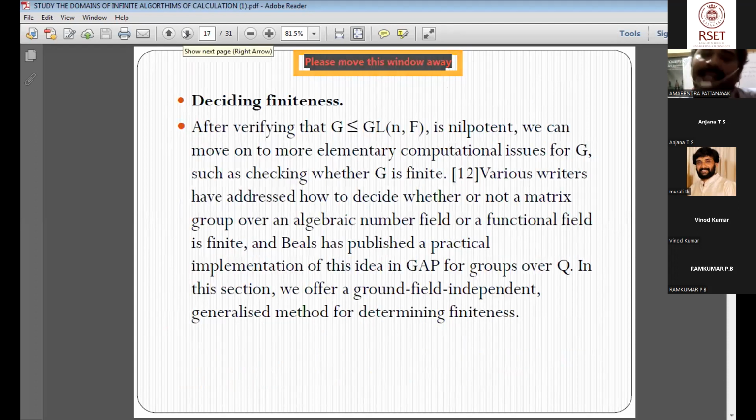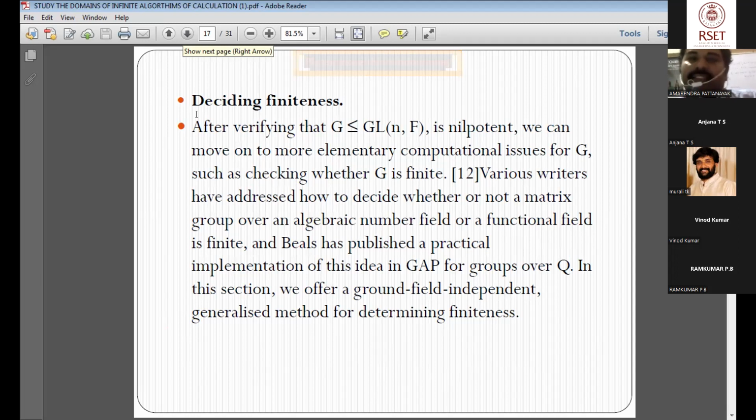Now, deciding finiteness. After verifying that G, a subgroup of GL of n comma F, is nilpotent, we can move on to more elementary computational issues for G, such as checking whether G is finite or not. Various writers have addressed how to decide whether or not a matrix group over an algebraic number field or functional field is finite, and Detinko has published a practical implementation in GAP for groups over Q. In this section, we offer a ground field independent, generalized method for determining finiteness.